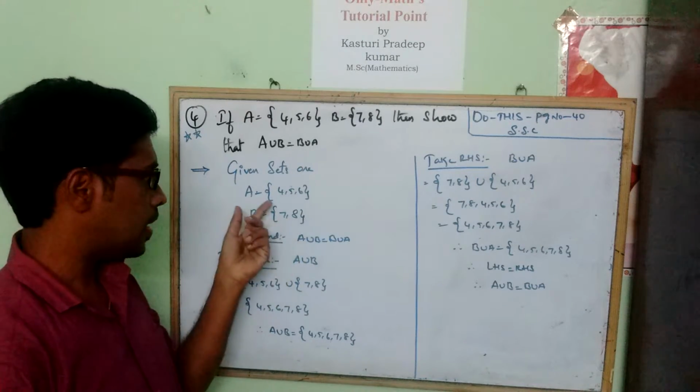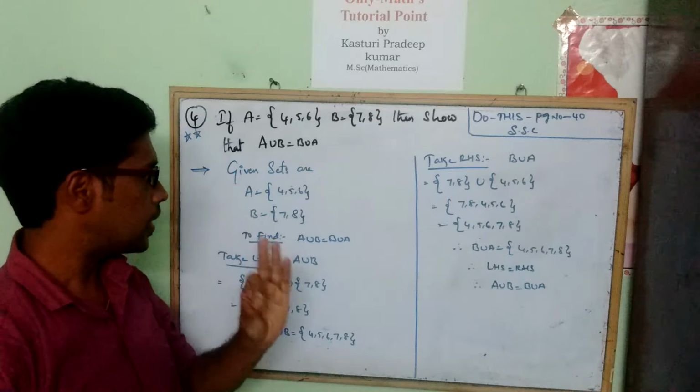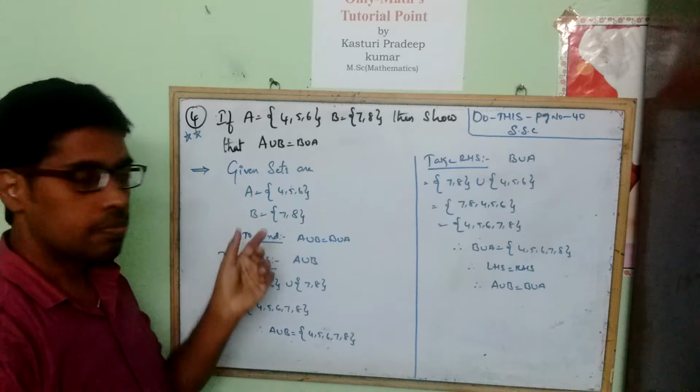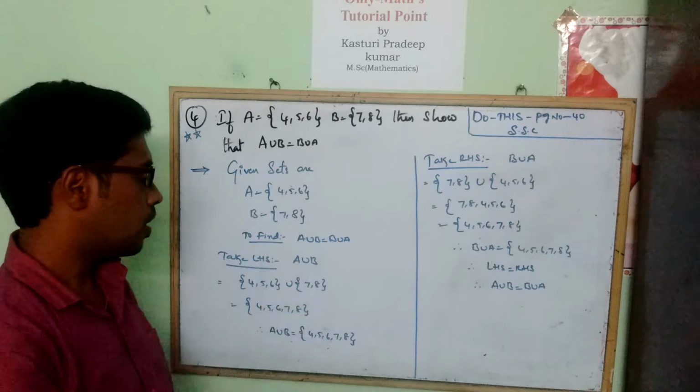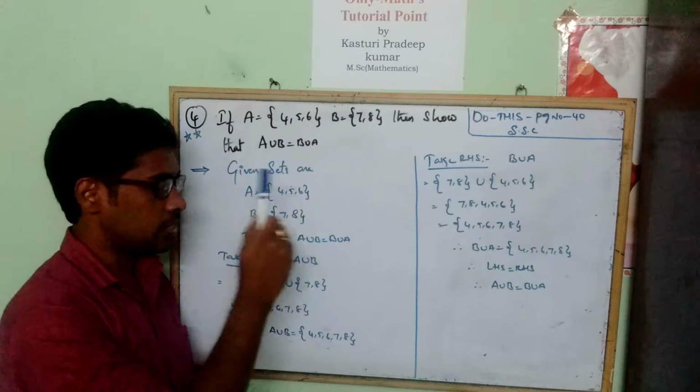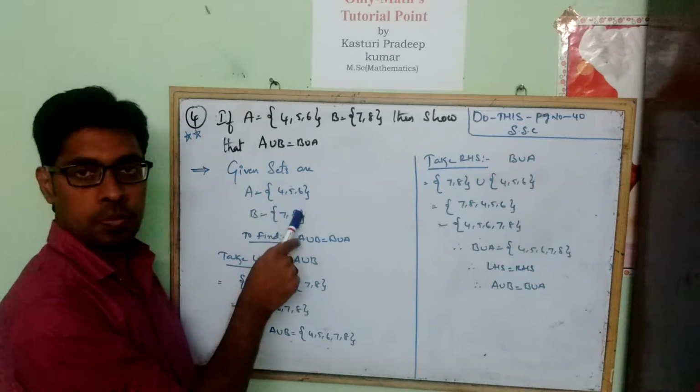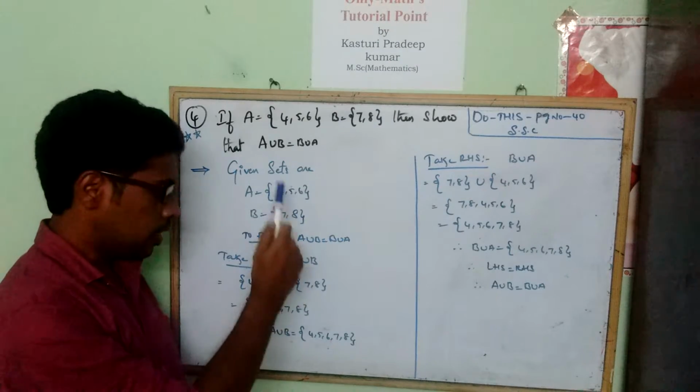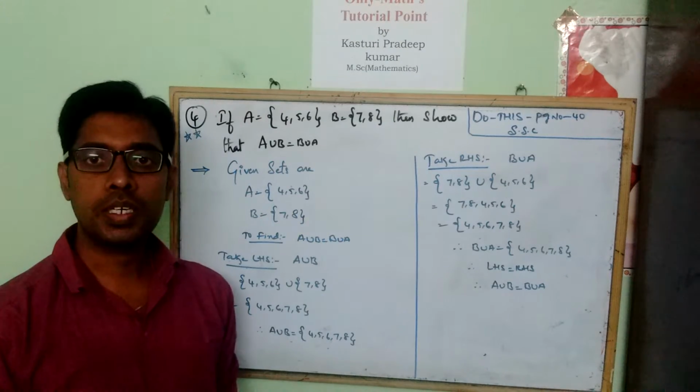Given set A equals {4, 5, 6} containing 3 elements. Set B containing 2 elements, {7, 8}. We have to find A union B equals B union A. Steps are compulsory, guys. First write down what is given in the question, what to find, then proceed to the solving.